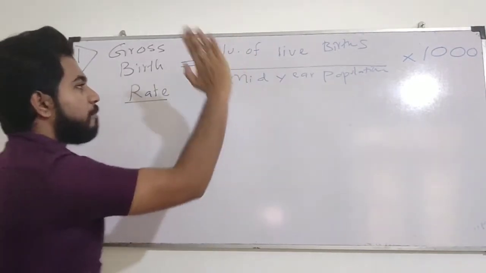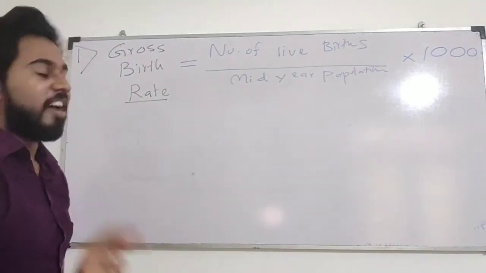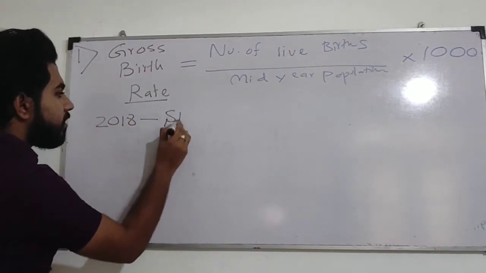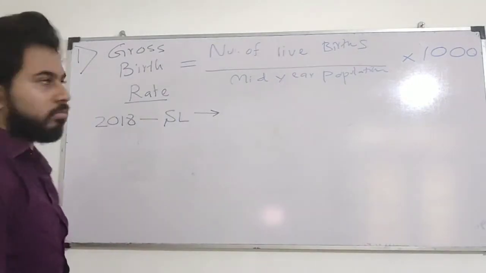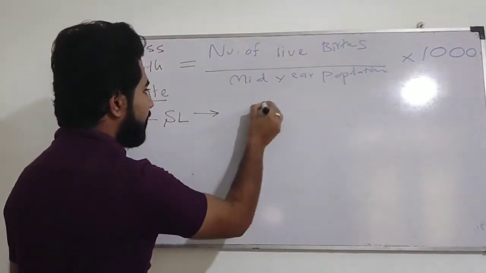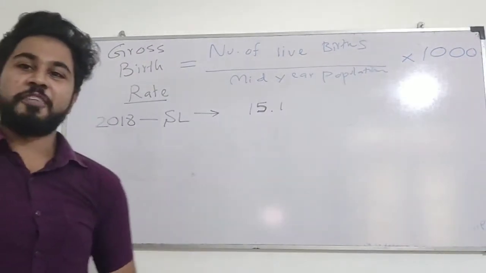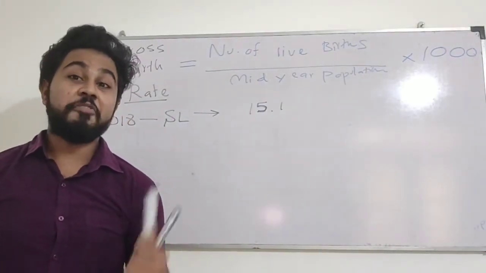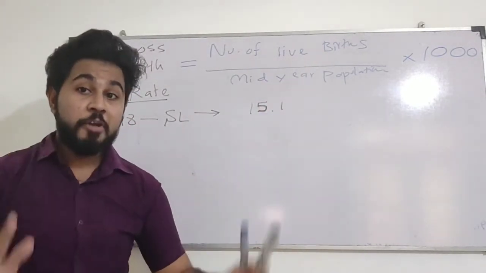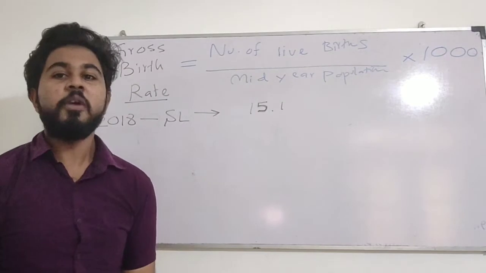Okay. So now, when we pay attention towards the gross birth rate, it can be calculated by taking this equation, number of live births divided by mid-year population multiplied by 1,000, not 100, it's 1,000. So when you pay attention towards 2018 statistics of Sri Lanka, this value, that being gross birth rate, was around 15.1. What is the meaning of this 15.1, my dear? 15.1 means the number of live births that happen per each 1,000 set of people is 15.1.